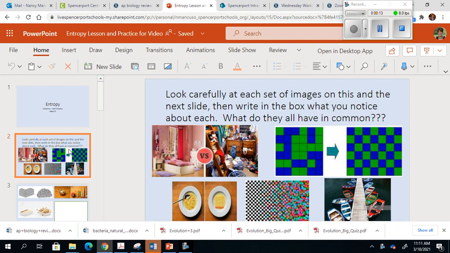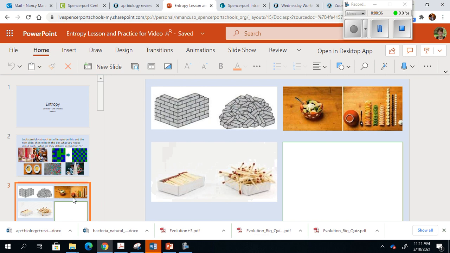So if you go open up the PowerPoint, I want you to look carefully at each of these sets of images. And in the box on the next slide, I want you to write what you notice about each. So here's one image, here's another, so there's 5 of them on this page and 3 of them on this page. And then this is the box where I want you to write in what they have in common. What is it about these images? All right, so take a minute, pause the video and do that.